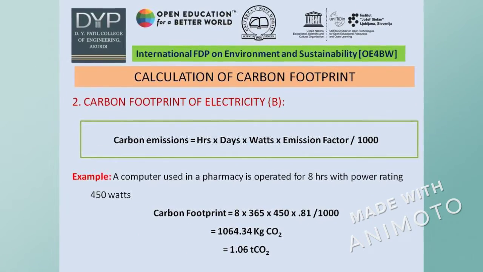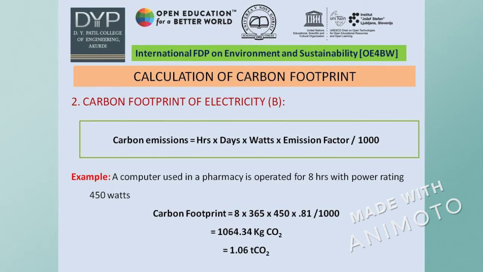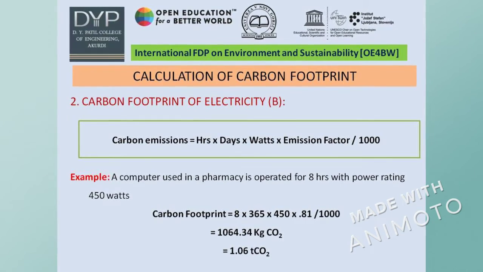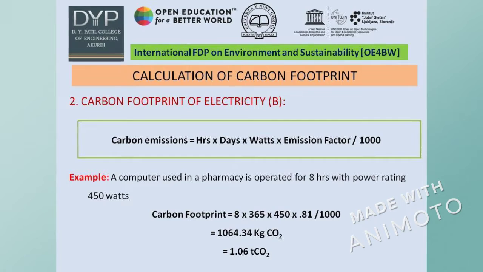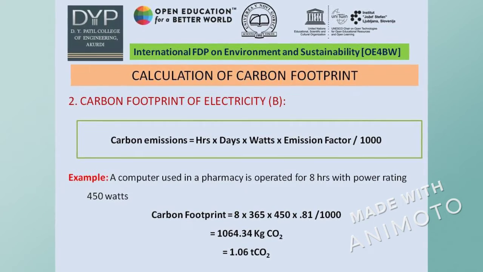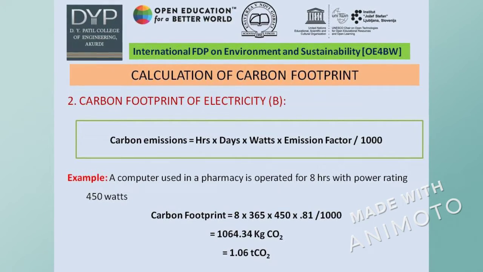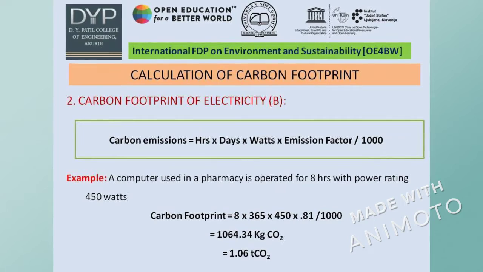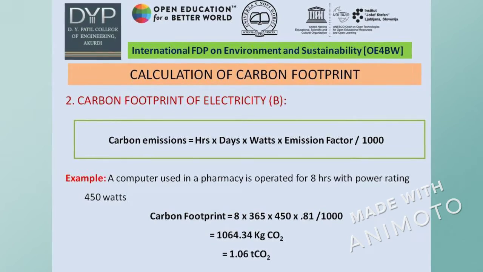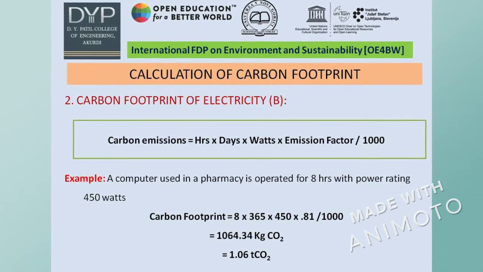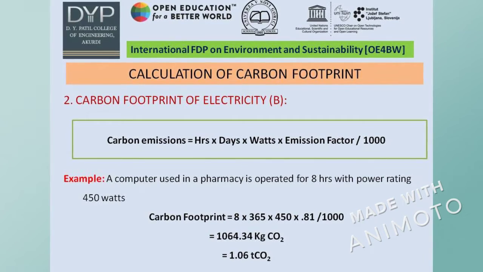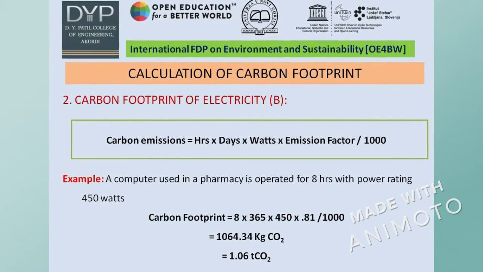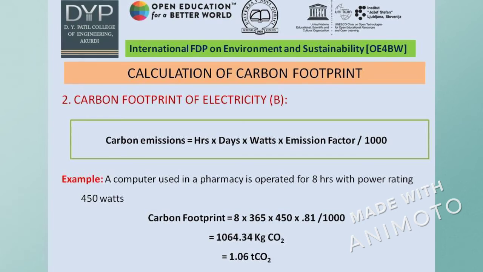Now the second calculation is about the footprint of electricity, which is denoted by B. The carbon emissions equal hours into days into watts into emission factor divided by 1000. Now let's take an example. A computer used in pharmacy is operated for 8 hours with power rating of 450 watts. So the carbon footprint is equal to 1.06 tons of carbon dioxide.